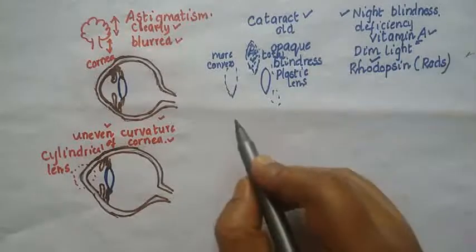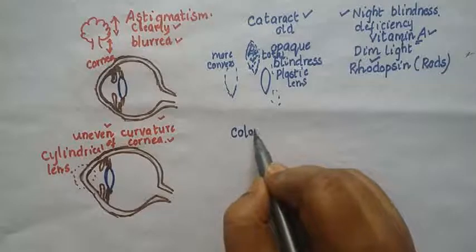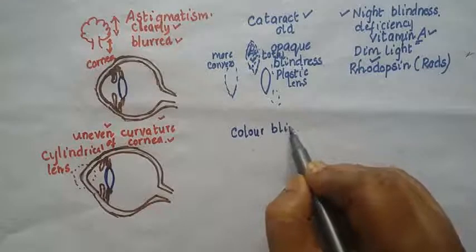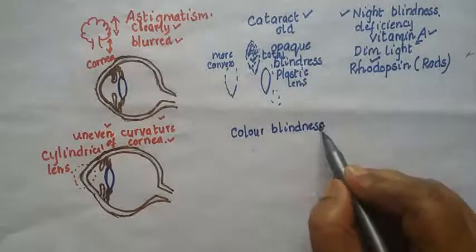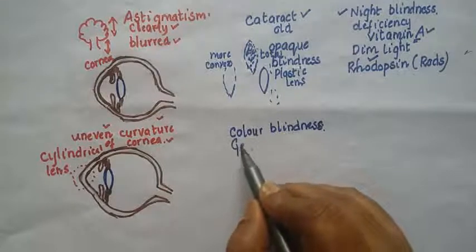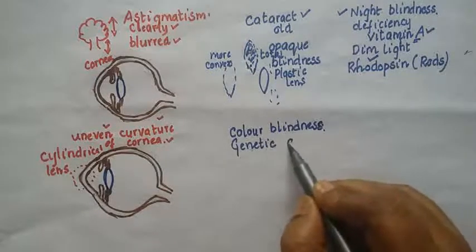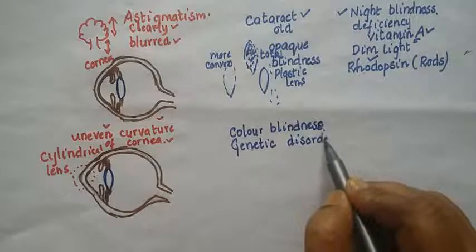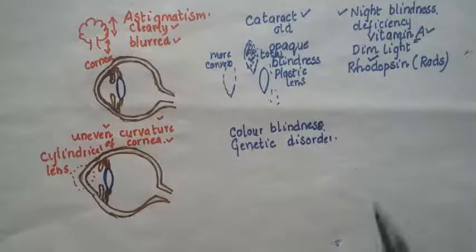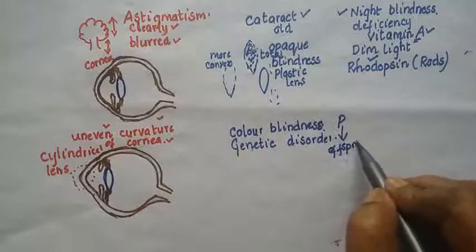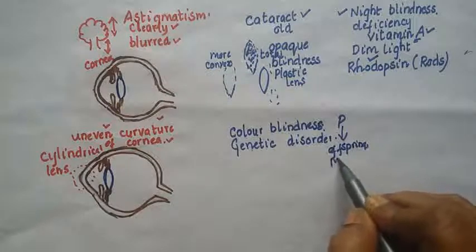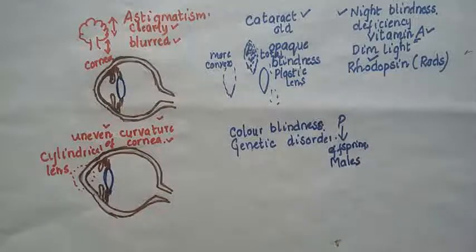Okay, now there is one more condition or a defect known as color blindness. Children, it is a genetic disorder. This is a genetic defect which is transmitted from parents to the offspring, and especially it is more common among the boys or more common among the men, rare in females, which I am going to teach you when I take up the genetics chapter.